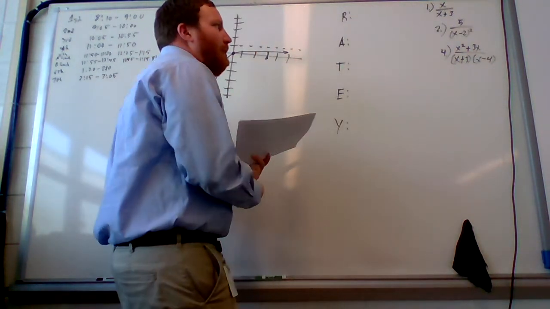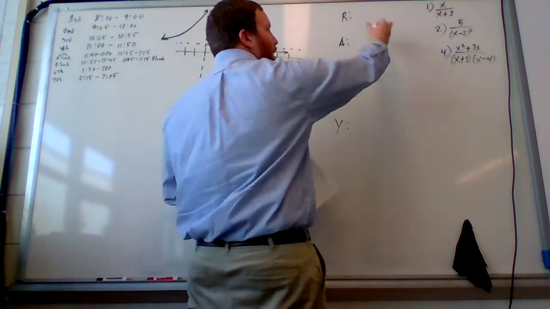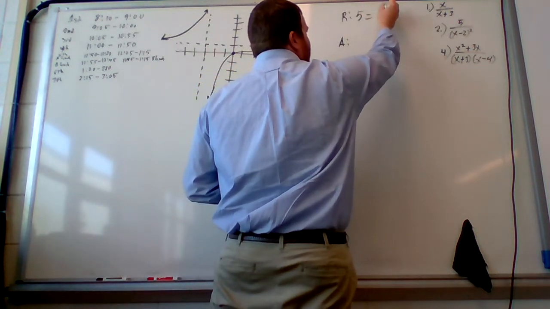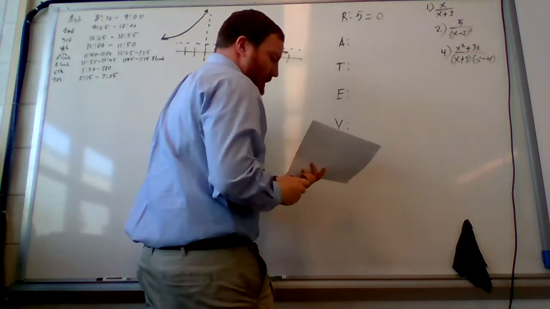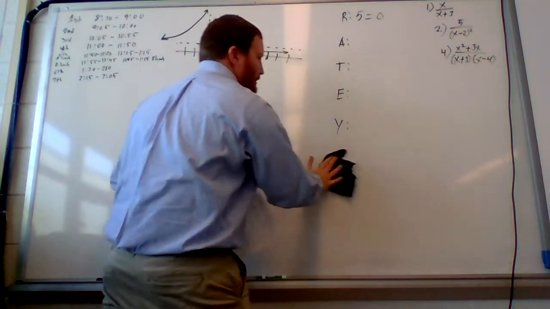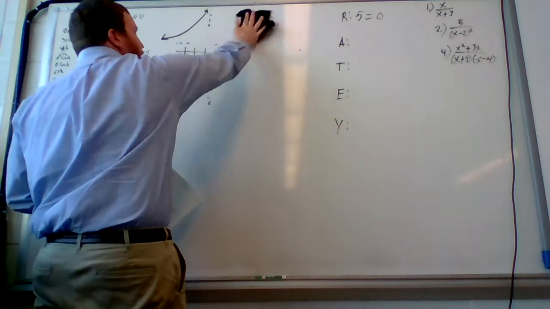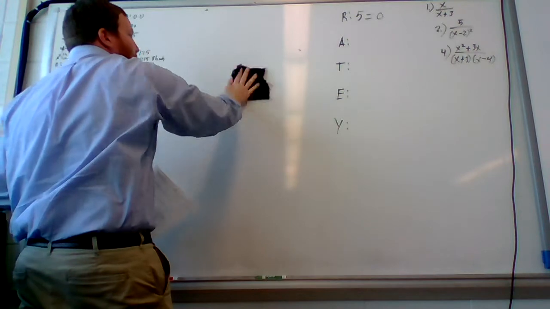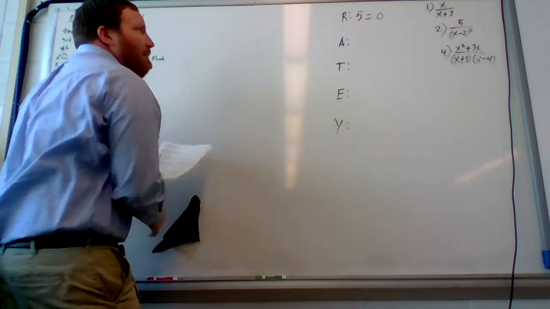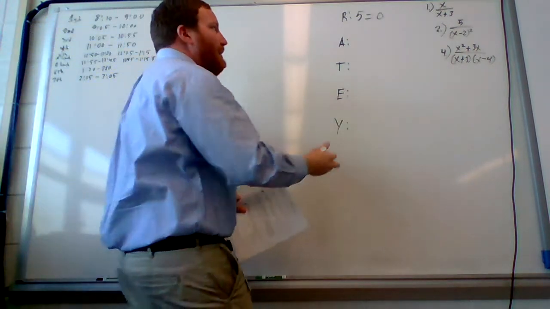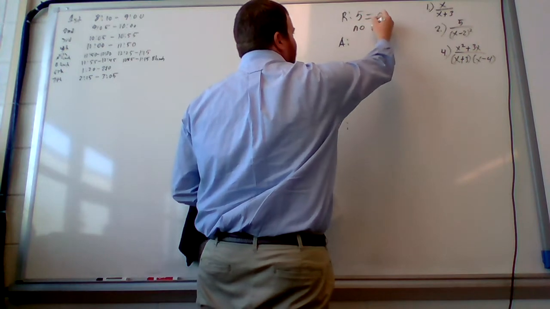So again, start with r. Take the numerator, set it equal to 0. So 5 equals 0. That is a false statement, meaning it can't be true. So in this case, 5 will never equal 0 because 5 is 5. So we do not have any x-intercepts, no x-intercepts or no roots.